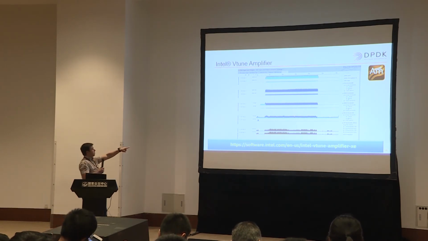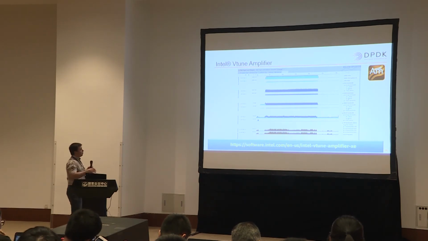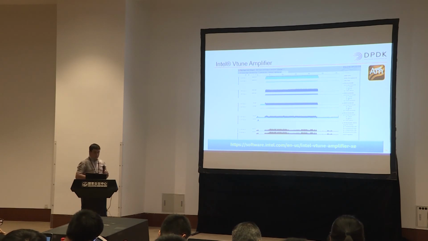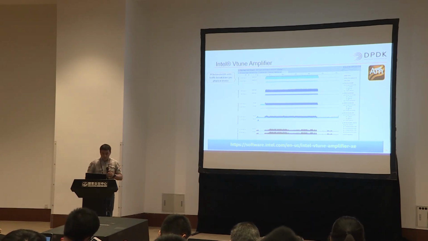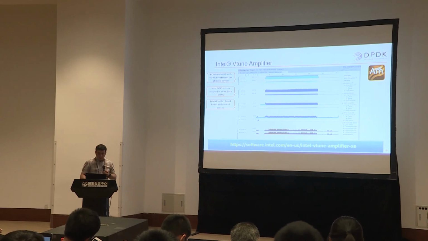Below are given DRAM bandwidth and socket interconnect. So it's overall a complete picture of IO performance for a network intensive application.